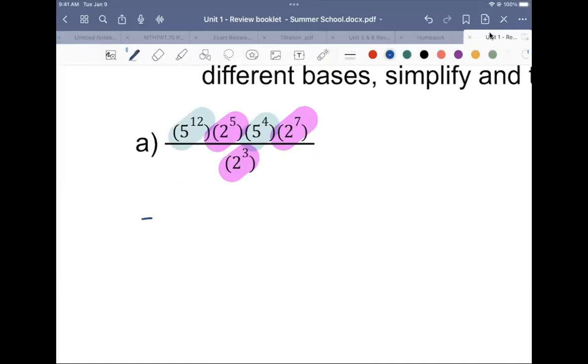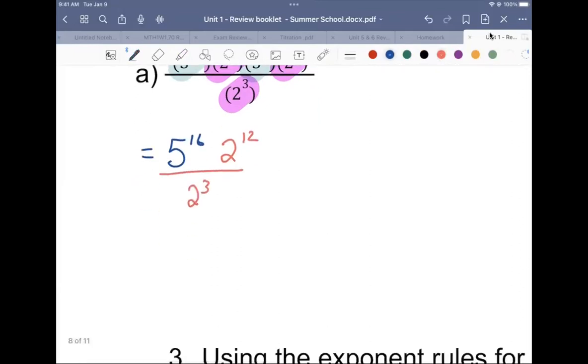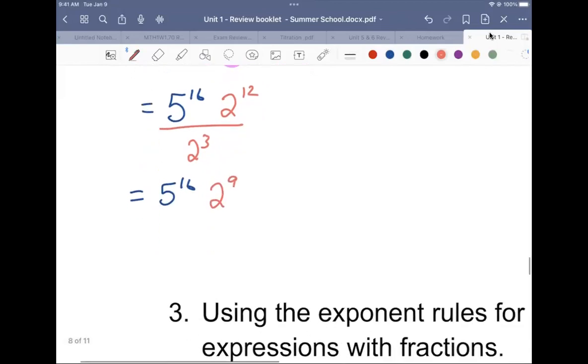So I am going to start off with 5 to the 12 plus 4, because these are multiplied, is going to give me 5 to the 16th. That is hard to read, so I'm just going to rewrite that. 5 to the 16. This is going to be times 2 to the power of 7 plus 5 is 12, over 2 to the 3. My next step is going to be 5 to the 16, and then 12 minus 3 is going to give me 2 to the 9, and now I can evaluate.